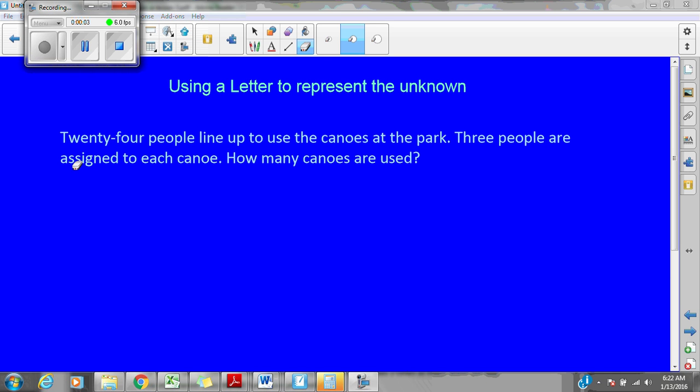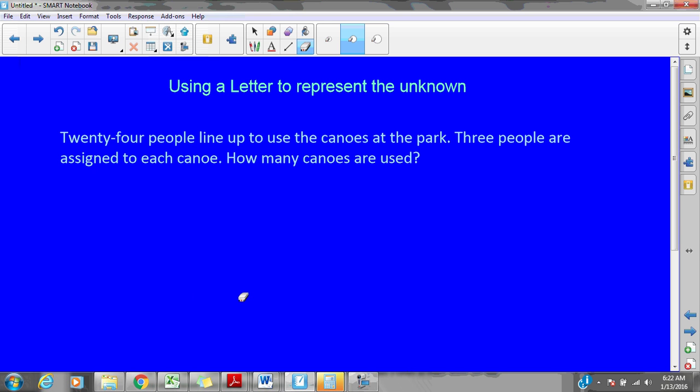Using a letter to represent the unknown. So the first thing I'm going to do is read the problem. It says 24 people line up to use the canoes at the park. 3 people are assigned to each canoe. How many canoes are used?